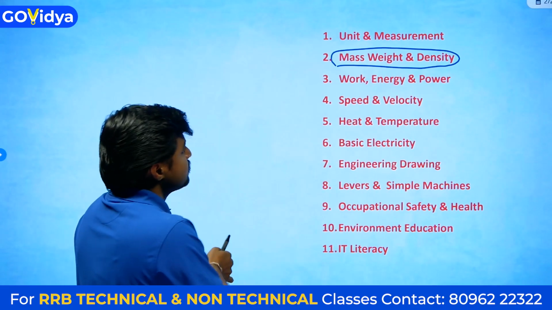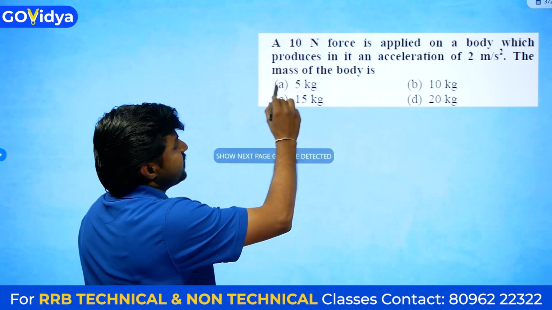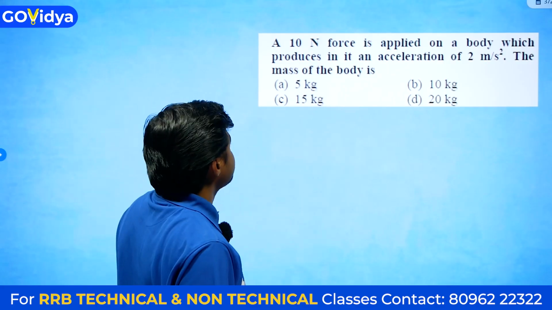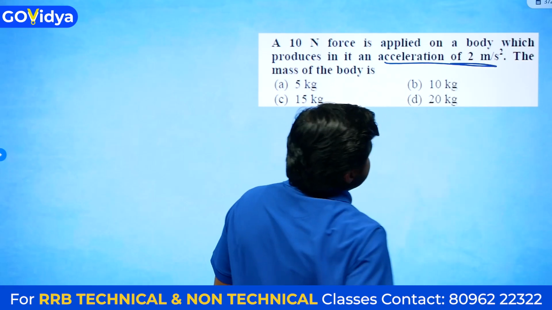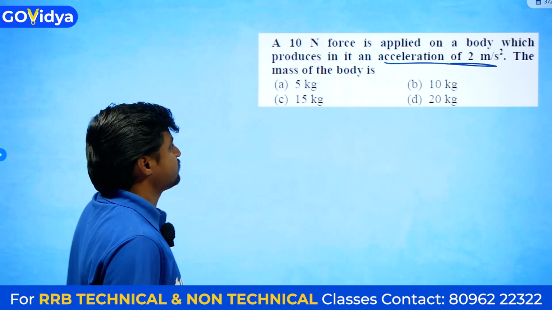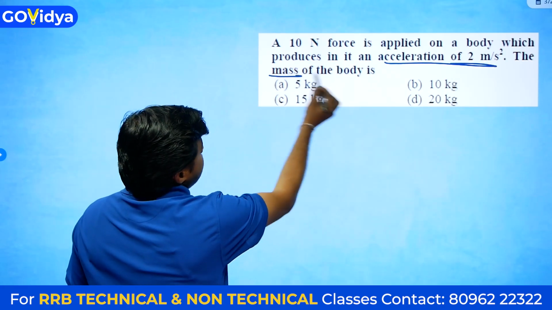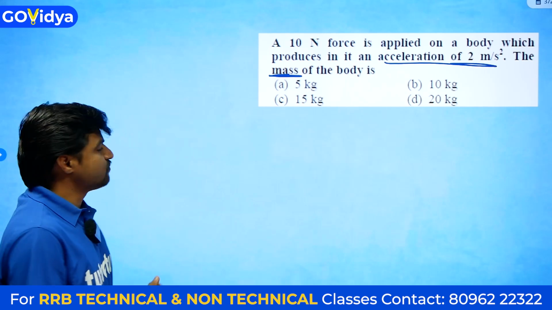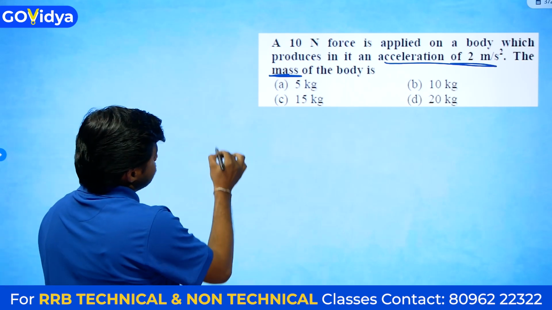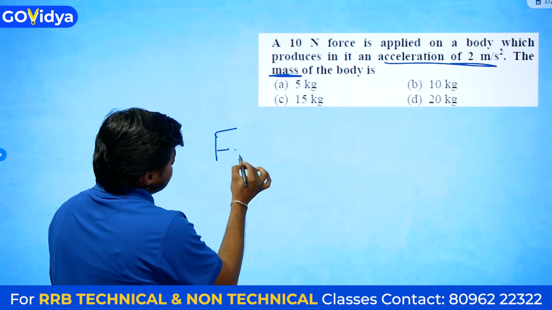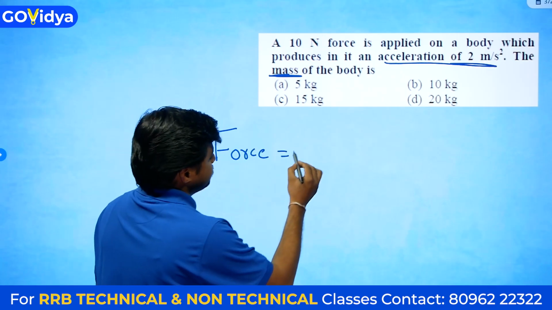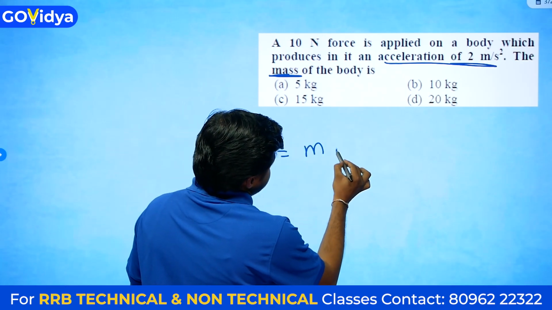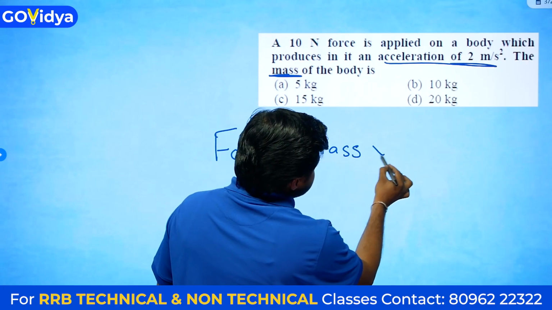Okay, first question. A 10 Newton force is applied on a body which produces in it acceleration. Acceleration is 2 meter per second square. They are asking what is mass. Okay, we know force is equal to mass into acceleration.